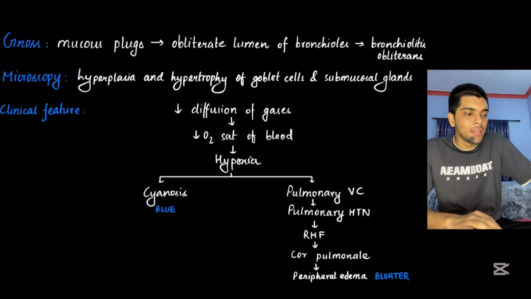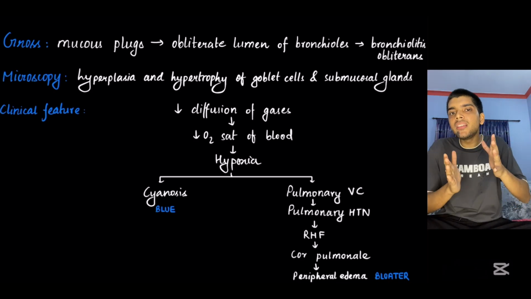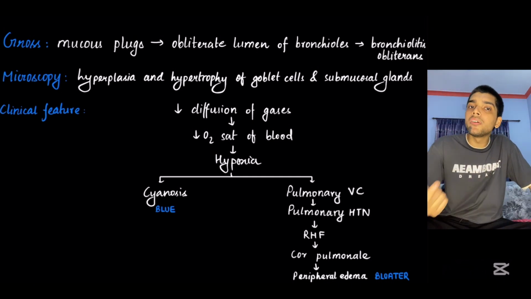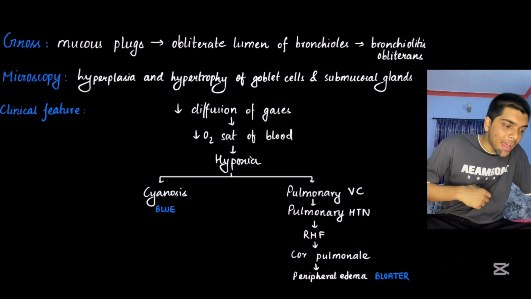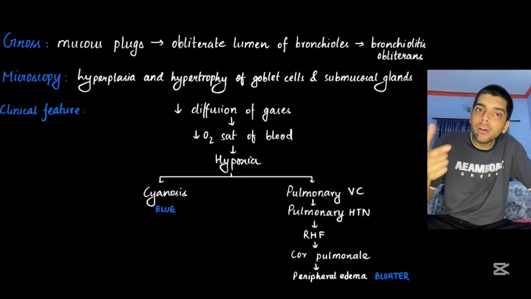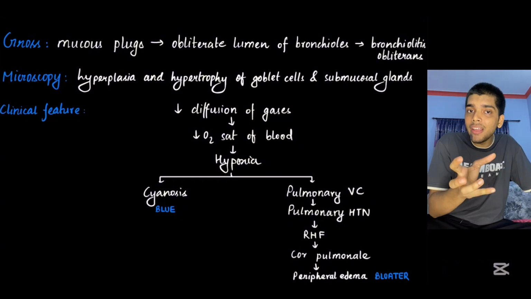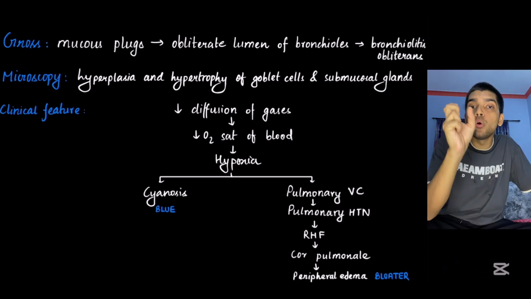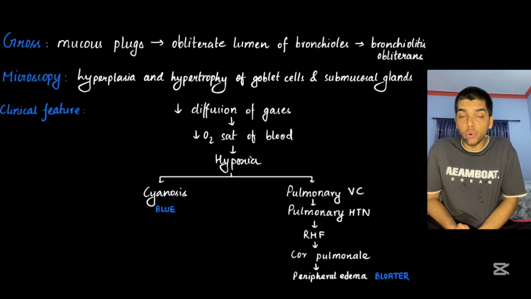And clinical features. Since there is increased production of mucus, the mucus lines the alveoli, increasing the thickness of respiratory membrane, decreasing diffusion of gases, and leading to hypoxia. Hypoxia, when it worsens, can lead to cyanosis. As a result, the patient appears blue. At the same time, due to hypoxia, there is pulmonary vasoconstriction, leading to pulmonary hypertension, leading to right heart failure, leading to cor pulmonale, leading to peripheral edema. So the patient appears as a bloater. Overall, blue bloater. So, yeah, chronic bronchitis done.